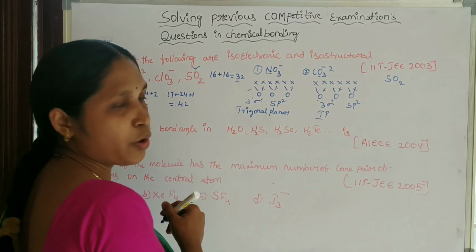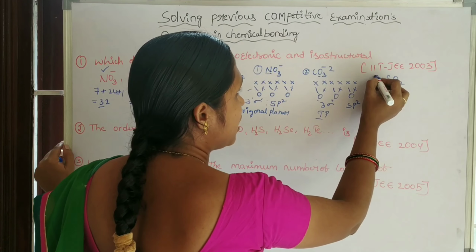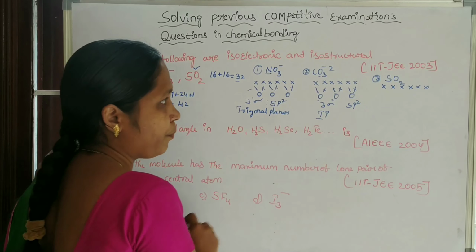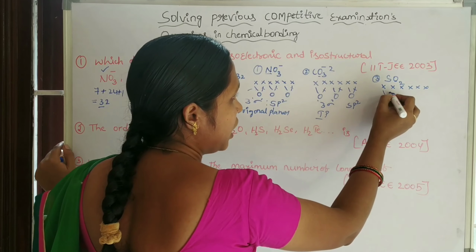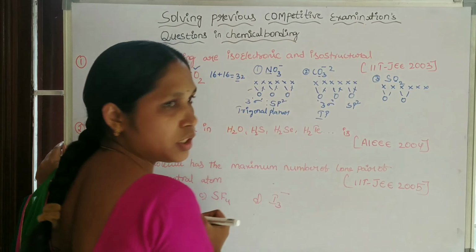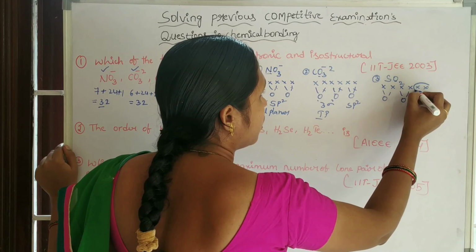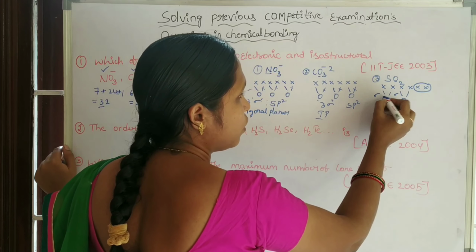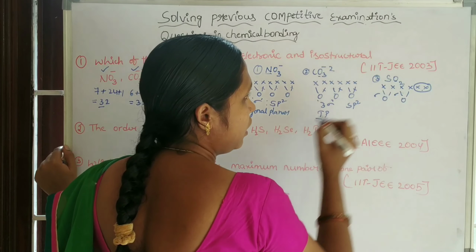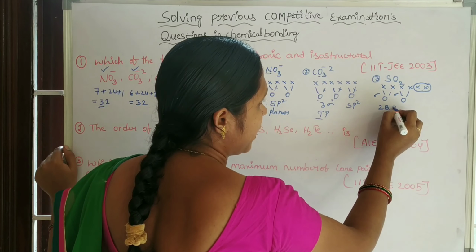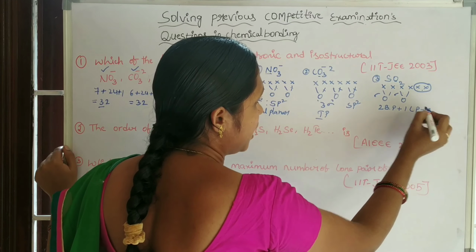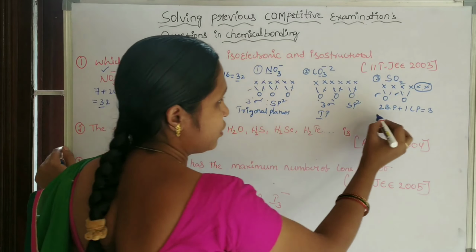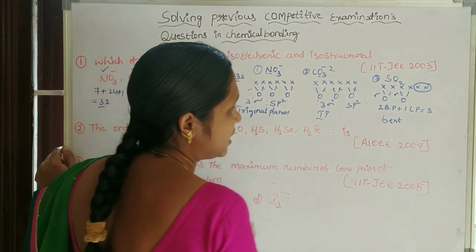And the last one is SO2. It also has the same number of electrons. See, sulfur is a 6th A group element, so take 6 electrons, and it is surrounded by 2 oxygen atoms. Each oxygen combined with 2 electrons, and the molecule has 1 lone pair. The sigma bonds are 2, so 2 bonded pairs and 1 lone pair. Here also 3 pairs of electrons, but 2 are bonded pairs and 1 is a lone pair. So the shape of the molecule is bent.